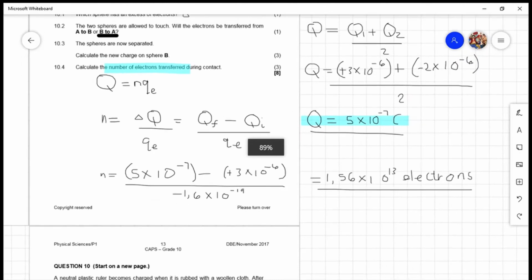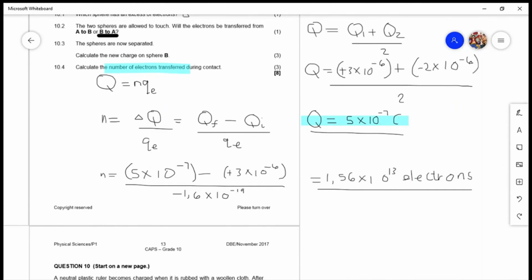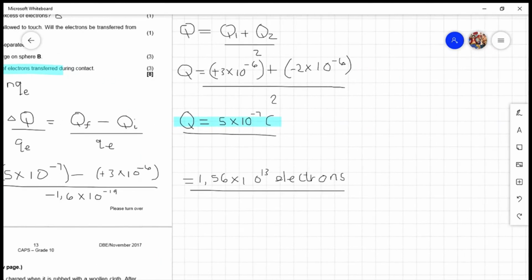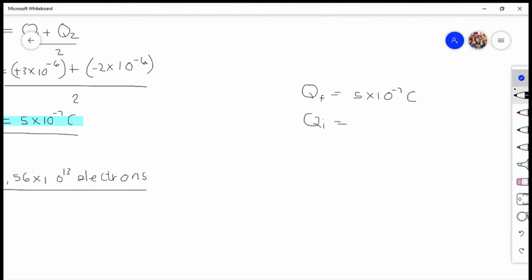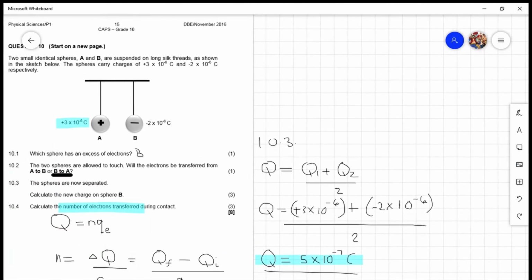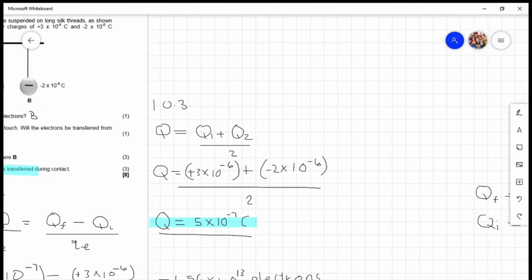So there was a total of 1.56 times 10 to the power 13 electrons that were transferred from sphere B to sphere A. So let's do the same calculation, but now instead of using sphere A, let's use sphere B. So we know that our final charge is going to be 5 times 10 to the power negative 7 coulombs. Our initial charge is going to be the charge of sphere B, which is negative 2 times 10 to the power negative 6 coulombs.